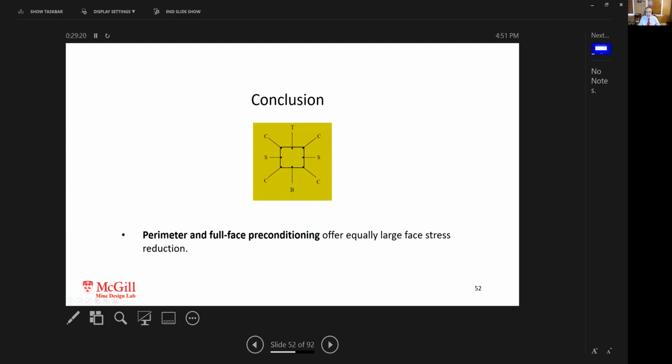So this was a simple parametric study just to enable us to compare different preconditioning patterns, whether it's worth it to put holes in the middle or just be happy with holes around the perimeter or just the sides and so on. But the underlying assumption, of course, in all of this is that we assumed homogeneous distressing, alpha and beta.